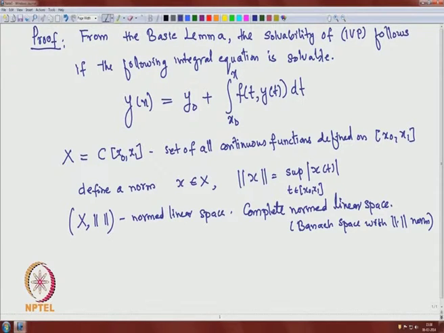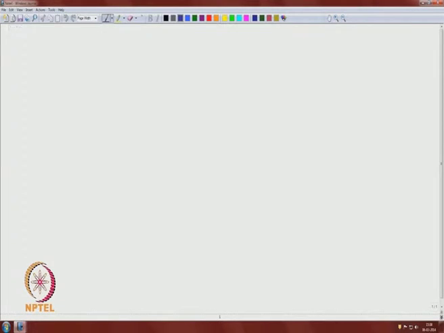Now, we define an operator. Remember our integral equation is y(x) = y0 + integral from x0 to x of f(t, y(t)) dt.